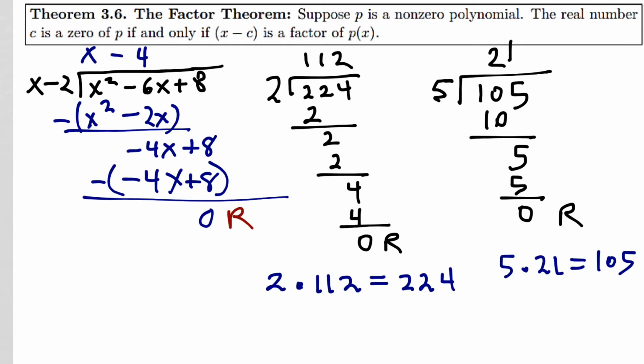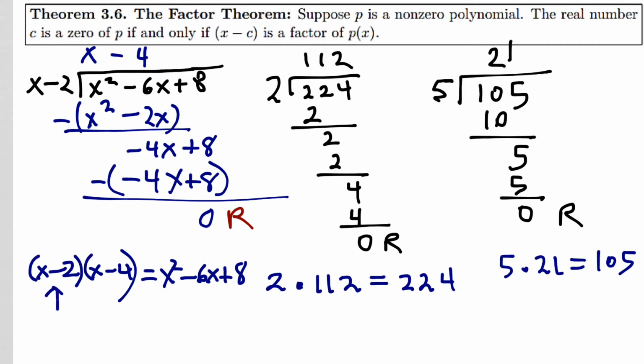So what the factor theorem tells me is that if this case is true, let me just write it out. x minus 2 times x minus 4 is exactly equal to x squared minus 6x plus 8, which it is because I have a 0 remainder, then these two right here are factors of this polynomial. That makes sense.